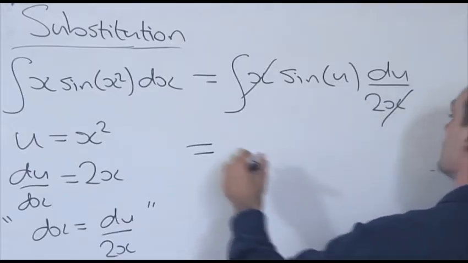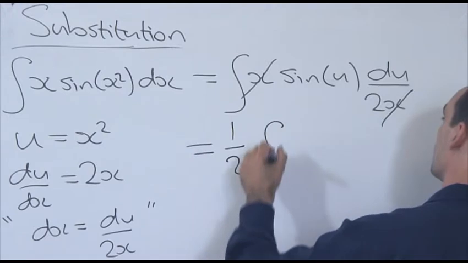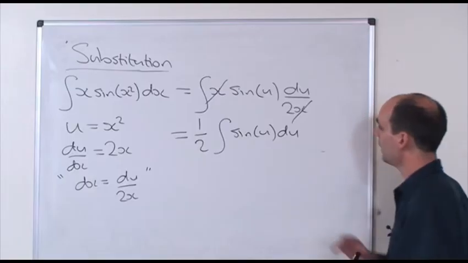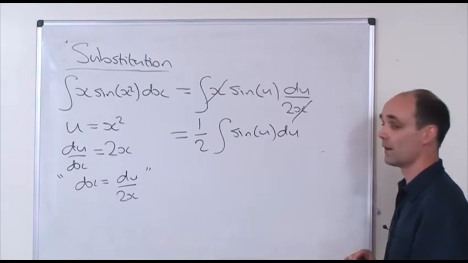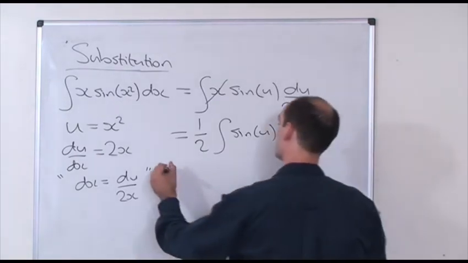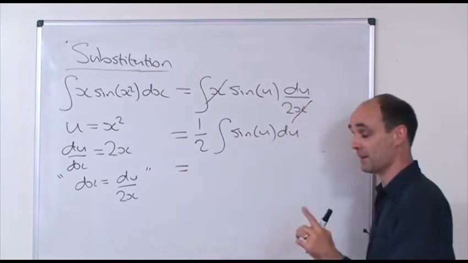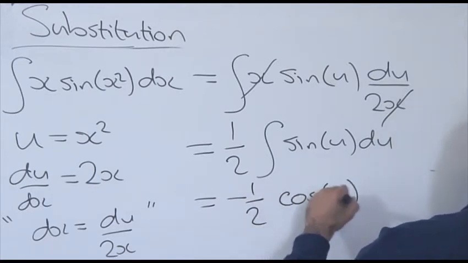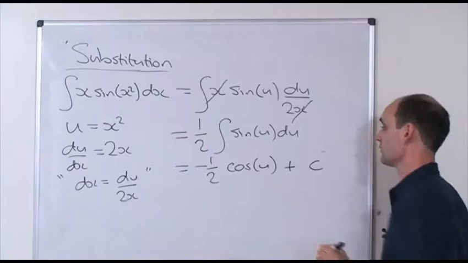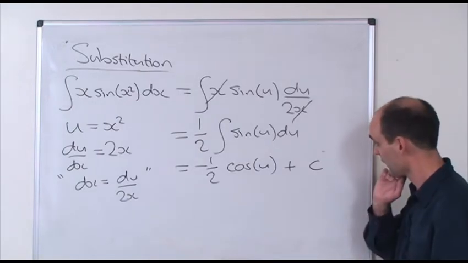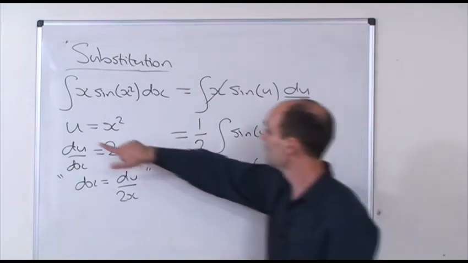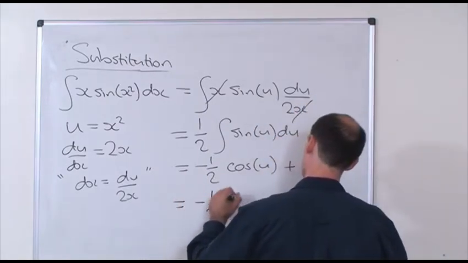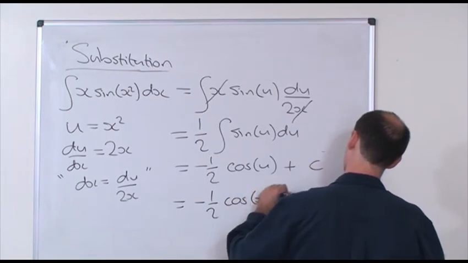And so let's just simplify that down once more. We've got a factor of 2 here, so that's a half of the integral of sine of u du. And you can do the integral of sine of u du. The integral of a sine function is a cosine function with a minus sign in. So it's minus a half times the cosine of u plus our integration constant. Always remember the integration constant. Now the last step is to replace u again with the x squared. So we go back to minus a half the cosine of x squared plus c.